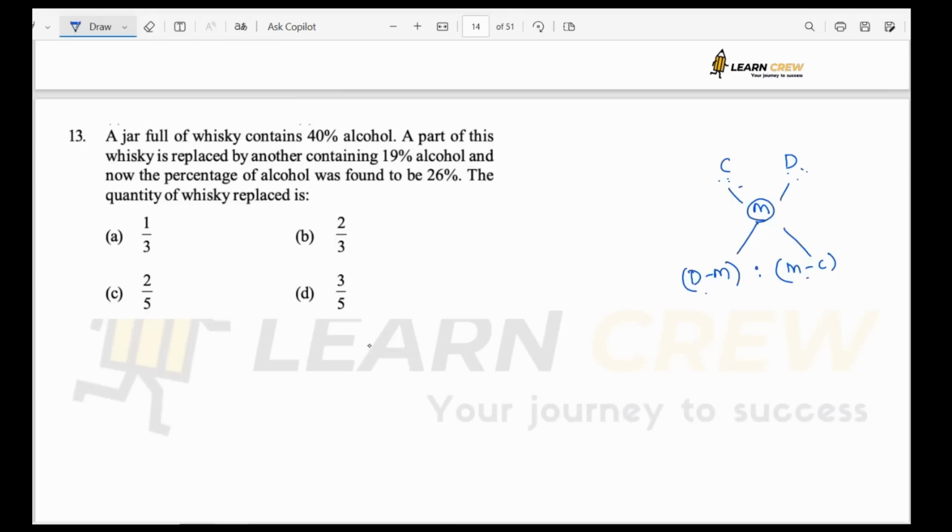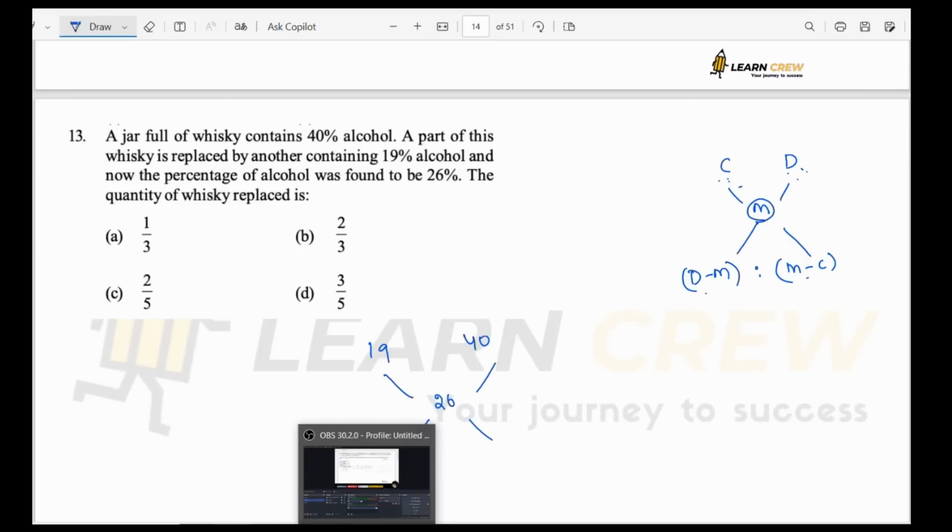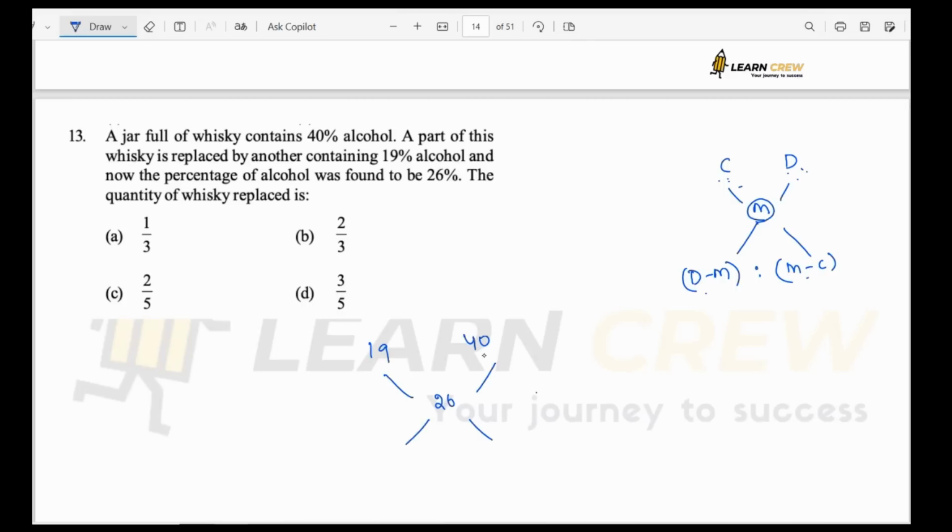Now, cheaper is which one? 19. Dearer is which one? 40. These two are mixed to produce a mixture at 26. So in what ratio are they mixed? 40 minus 26, how much? 14. 26 minus 19, 7. So 2 is to 1 is the ratio in which the cheaper and dearer are mixed.